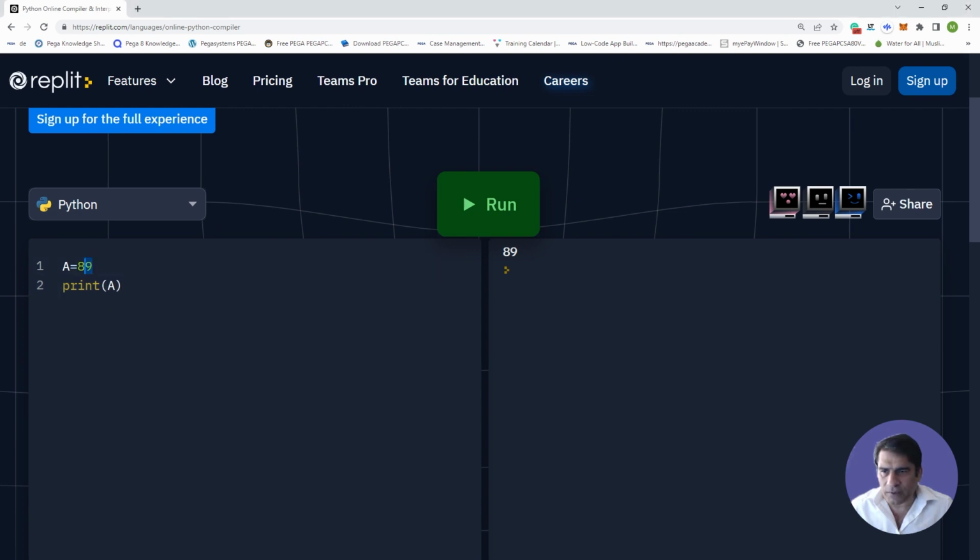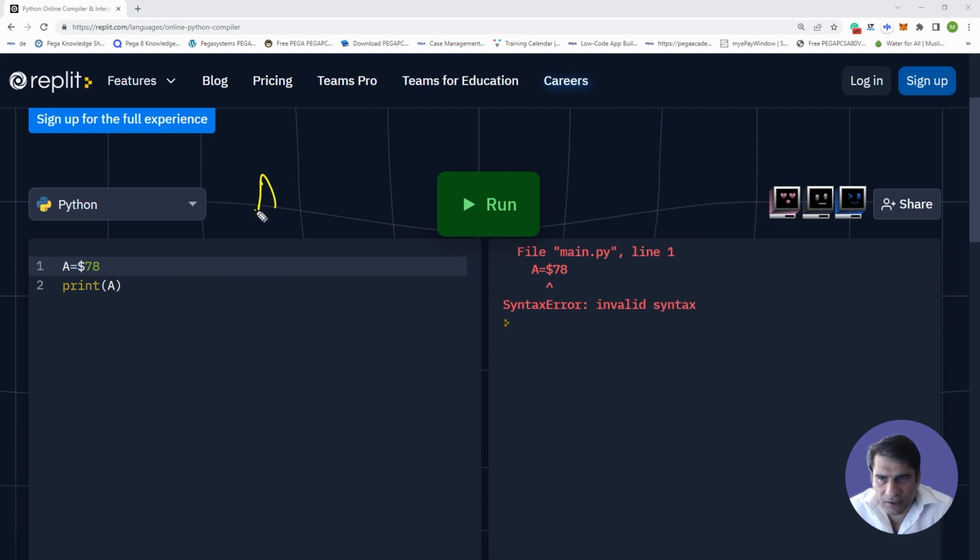Okay, so now let's change this thing and store $78. Let's run the program again. When you run the code, my friends, here we are asking it to make a variable a and store $78 there. The computer will look at the data and apply the rules. So what type of data is it?